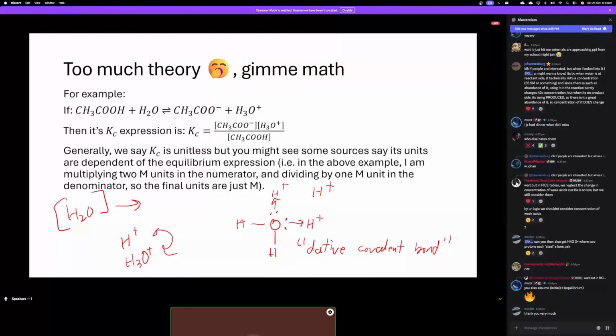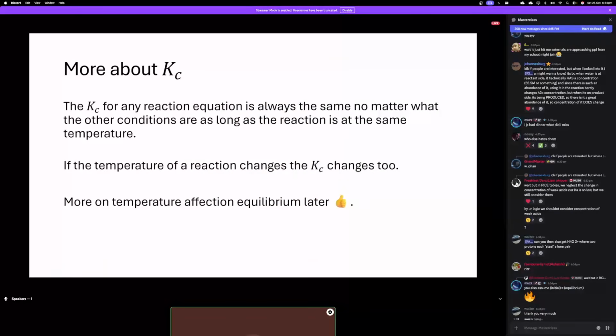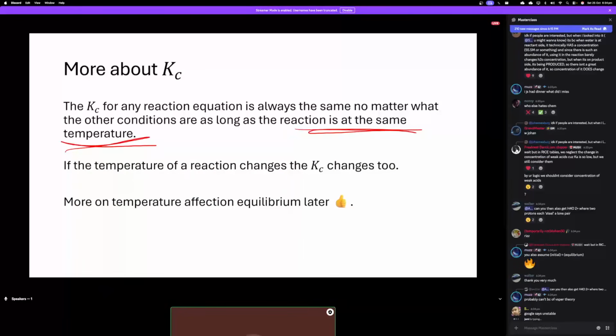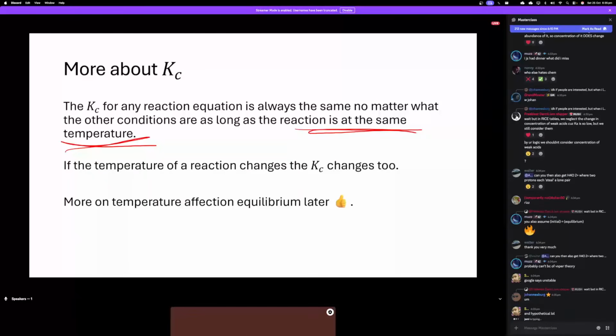Yeah, cool. What about Kc? So the Kc for any reaction equation is always the same, as long as the reaction temperature is the same, right? This is a very, very important thing. Google says unstable. Okay, VSEPR theory, that could be true too. So yes, Kc is always the same no matter what for a given temperature.